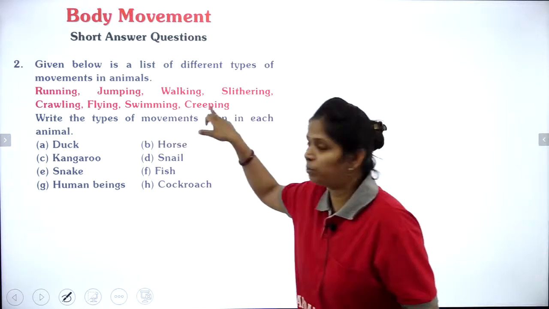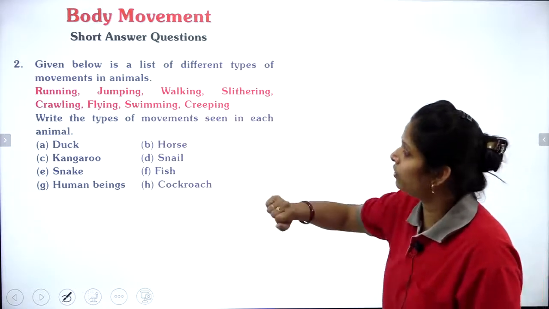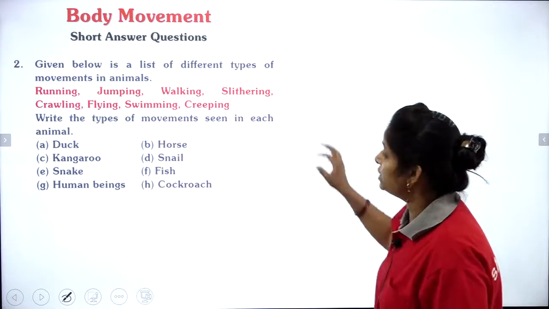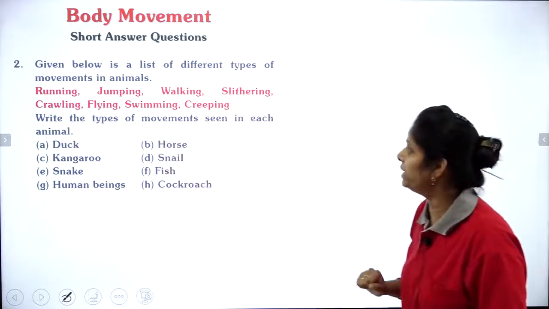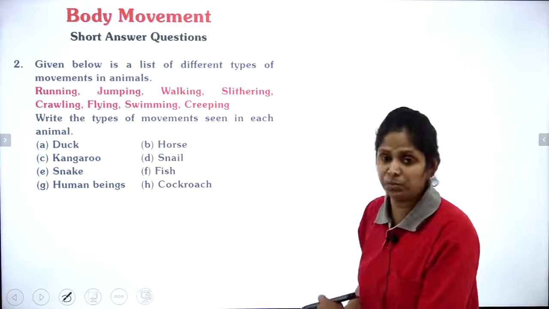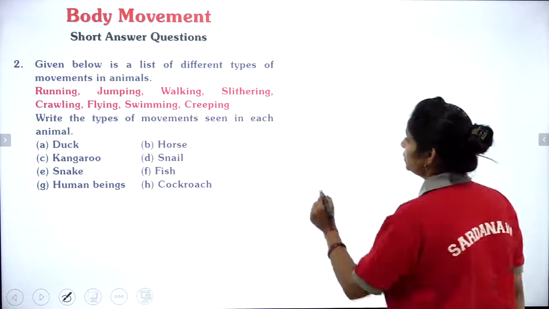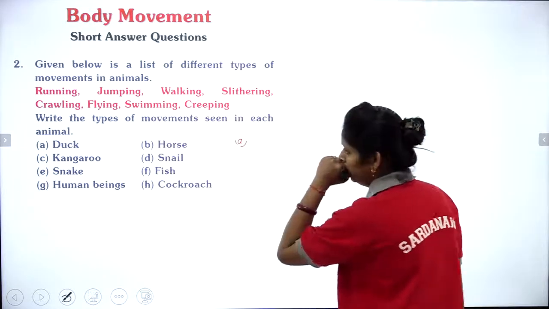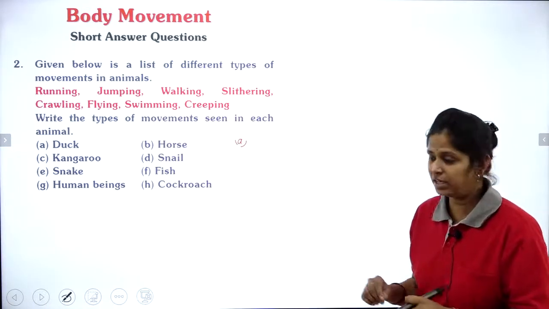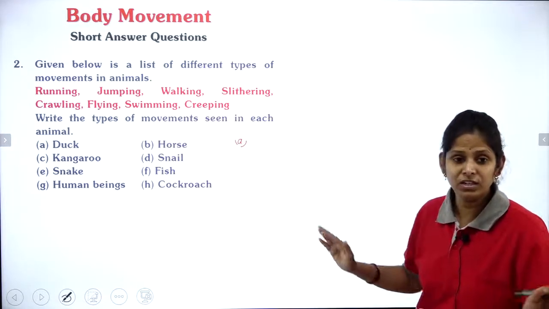In duck, you know, duck can swim, obviously they have limbs, so they can walk also. They have wings, so they can fly also. So which type of movement can be seen in duck? For this you have to write down here flying. Okay, flying can be seen. Walking, it can be seen. And one more, what I told you, swimming. They can swim also, so swimming. So you can see three types of movement can be seen in duck.